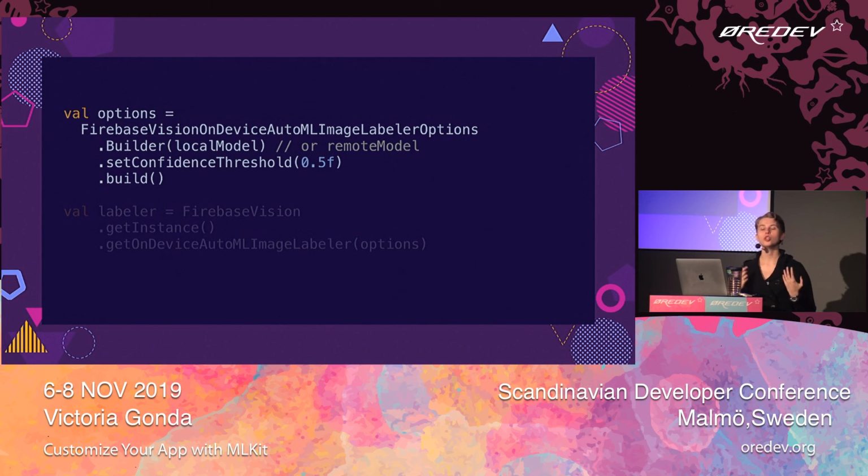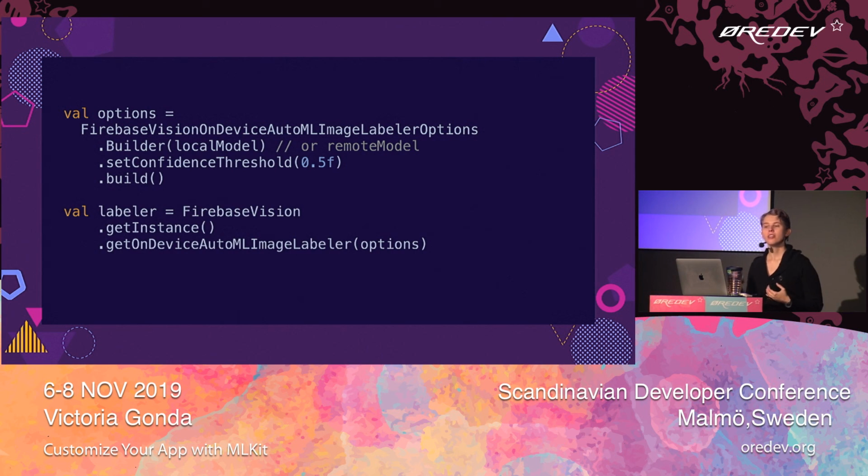So as usual, you create your options. For this one, you pass in your model, be that your local model or your remote model. You also set your confidence threshold. You can look at the results from training your model in Firebase to help you decide what this confidence threshold should be. Then you use your options to get an instance of a labeler. And you should be familiar with this pattern by now at this point of this talk.